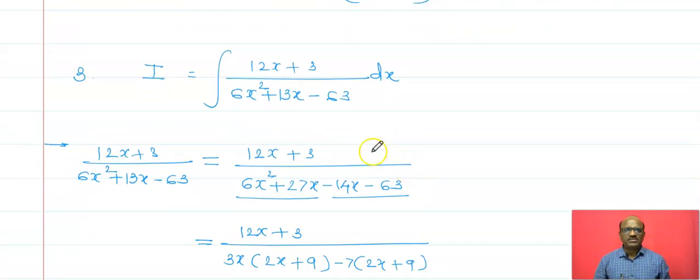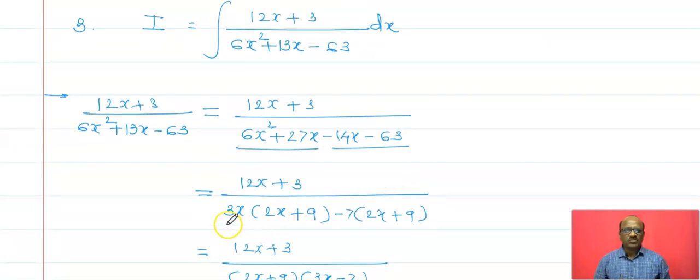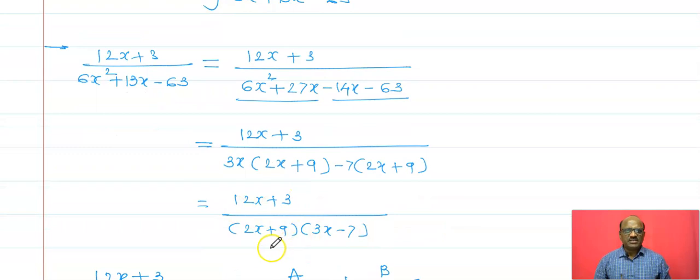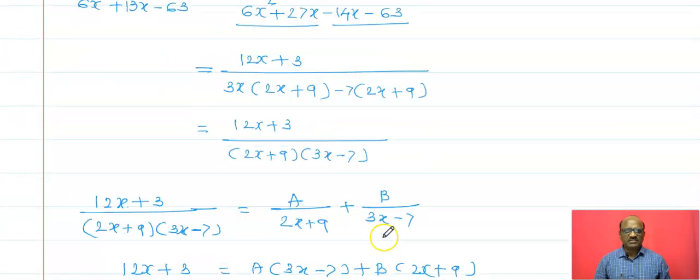Now the problem number 3, that is I is equal to the integral of (12x plus 3) upon (6x square plus 13x minus 63). Now factorize this. The factors of 6x square plus 13x minus 63 are 6x square plus 27x minus 14x minus 63. Now take the common: 3x in bracket (2x plus 9) minus 7 in bracket (2x plus 9). So 12x plus 3, that is (2x plus 9) into (3x minus 7).